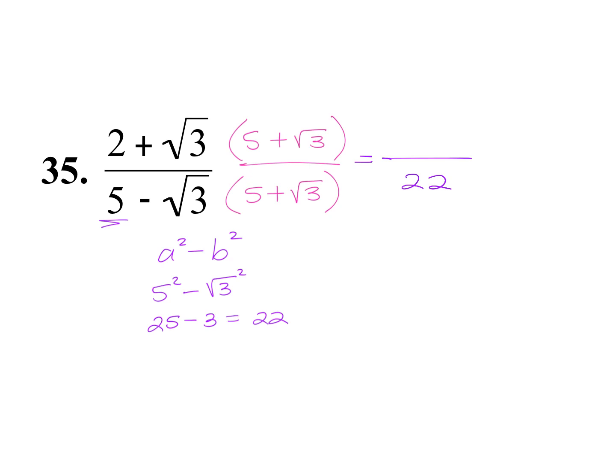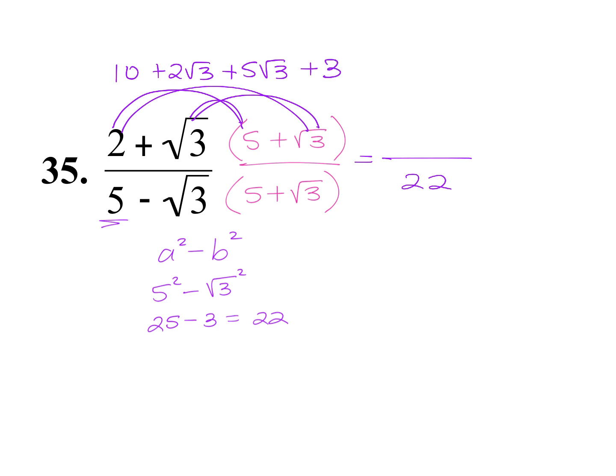On top, now we're going to FOIL. So this is going to be 2 times 5 is 10, plus 2 rad 3, plus 5 rad 3, plus what? 3. The square root of 3 times the square root of 3 is the square root of 9, which is 3. Okay, so simplify that. 10 plus 3 is 13. 2 rad 3 plus 5 rad 3 is 7 rad 3. Can you simplify anything about 13 plus 7 rad 3 over 22? You can't. So that's going to be your answer.